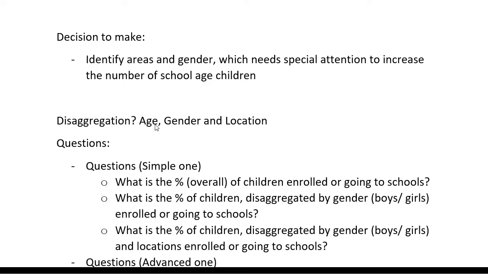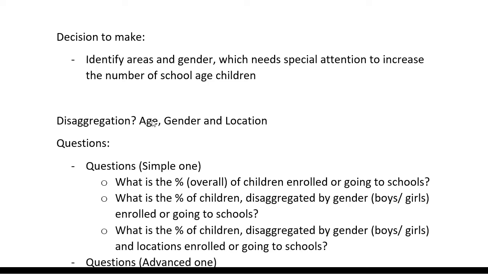That whether, for example, in some area, the percent of school going children is 10%, I would need to see how much is the percent of boys and what is the percentage of girls. And by locations also I would need. For example, if I have overall data that this percent of children are going to schools, I would need by location also to see which of my target locations is mostly in need of intervention, or which gender.